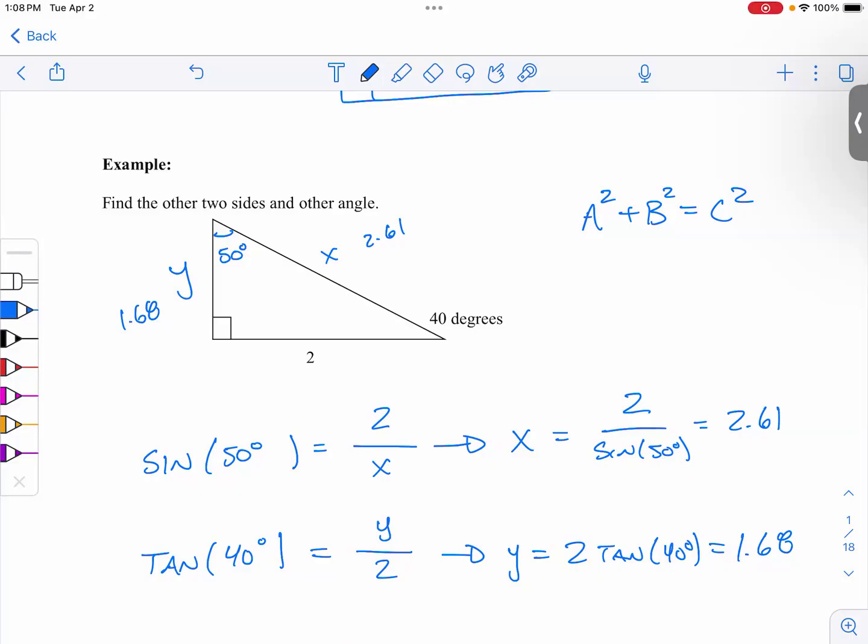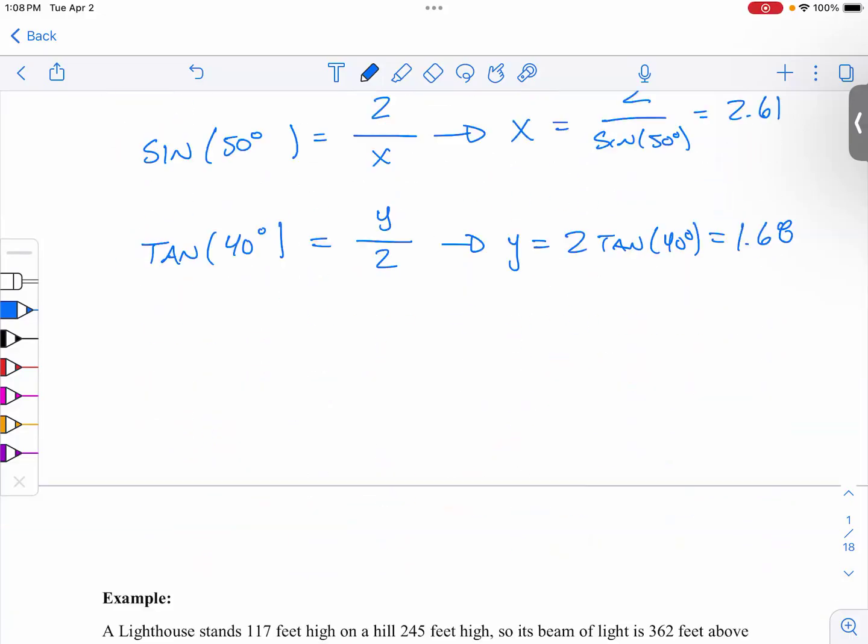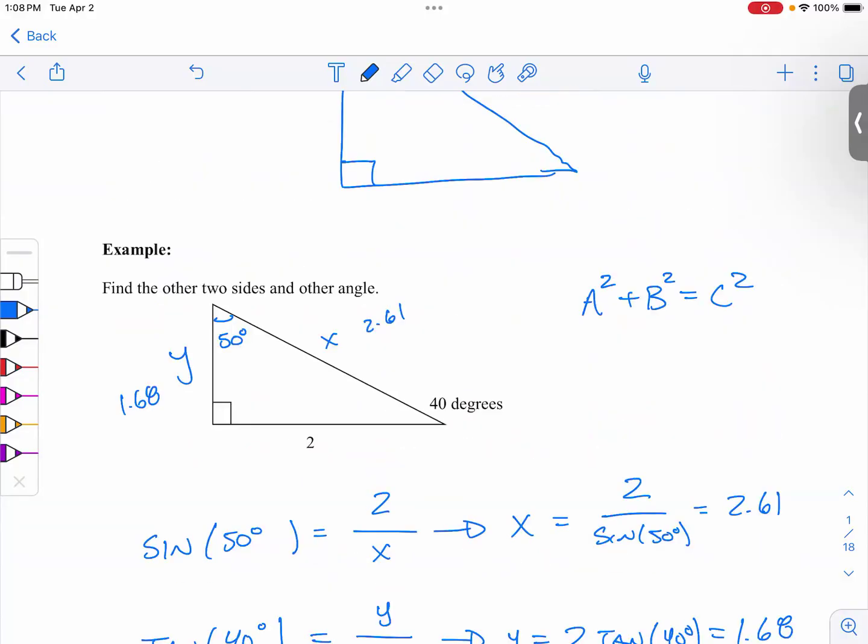As a note along those lines, if you are a double-check-your-calculation person, use the Pythagorean theorem and make sure all the values work out, right?